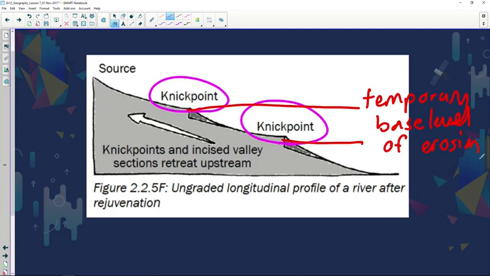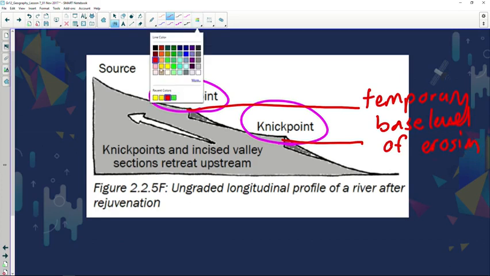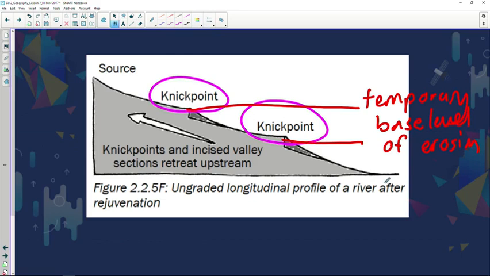Now keep in mind, your ultimate base level of erosion will always be where the mouth of the river is, because the river can't erode any further than where the ocean is.